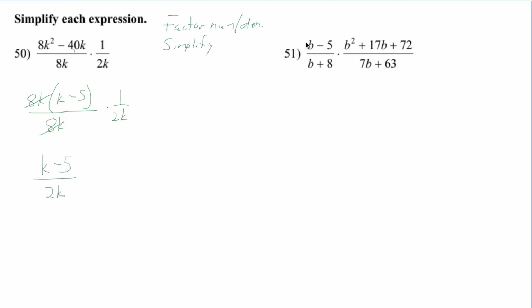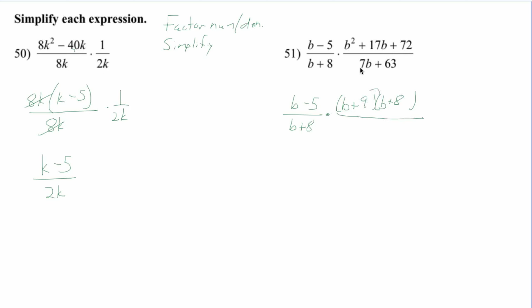Coming to the next part, again, we want to factor. B minus 5 doesn't factor, and b plus 8 doesn't factor. The numerator here, we can factor. We'll do two groups of parentheses. To get a b squared, we need a b and a b. We'll need two positives because we're trying to get positive 72. And 72 has a lot of factors, but it looks like we're going to want 9 and 8. Because, just a reminder, 9 times b is 9b, plus 8b does give us the 17b.